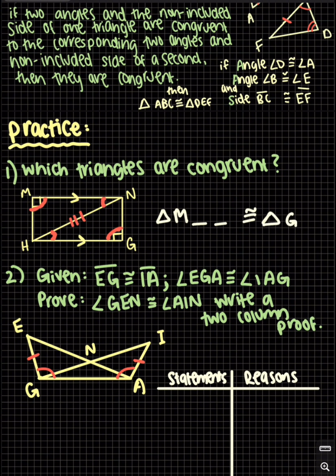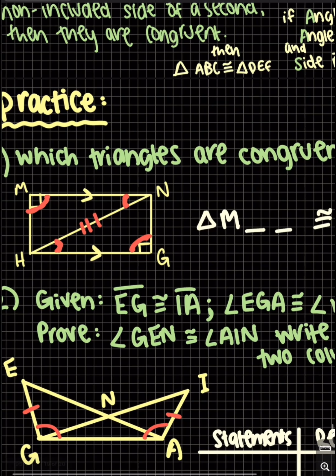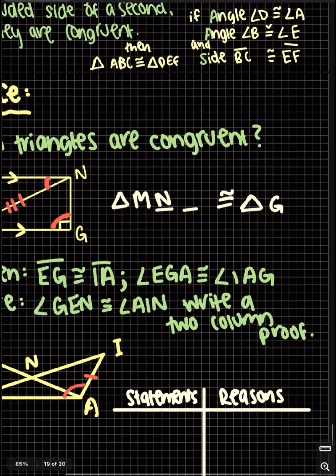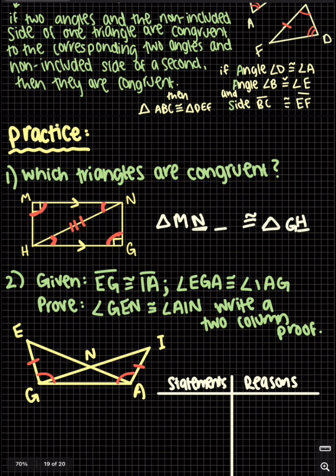Okay, and now I can see that N is congruent to H, meaning I'm going to do M, N, and then I know that N here is congruent to H here, so I'm going to write H there, and then just complete it. So MNH is congruent to GHN.